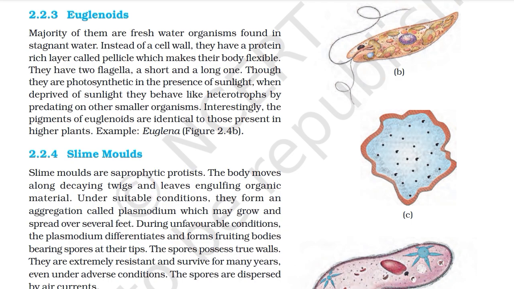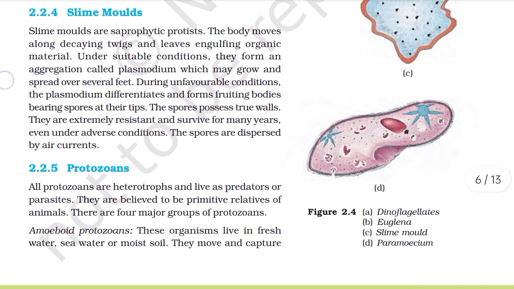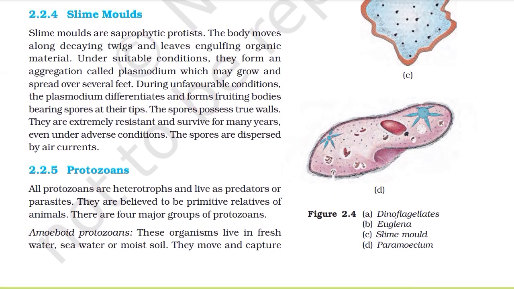They have two flagella, a short and a long one. Though they are photosynthetic in the presence of sunlight, when deprived of sunlight, they behave like heterotrophs by predating on other smaller organisms. Interestingly, the pigments of euglenoids are identical to those pigments of higher plants. Example, Euglena. Slime molds. Slime molds are saprophytic protists.